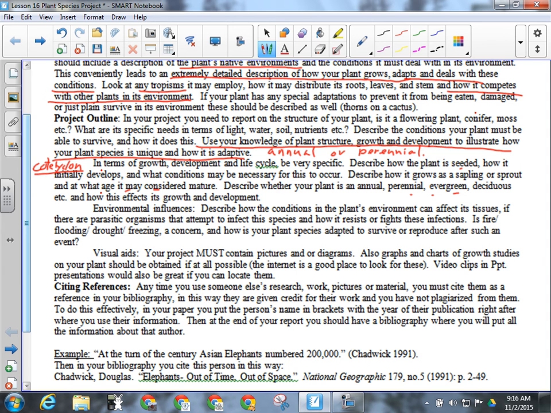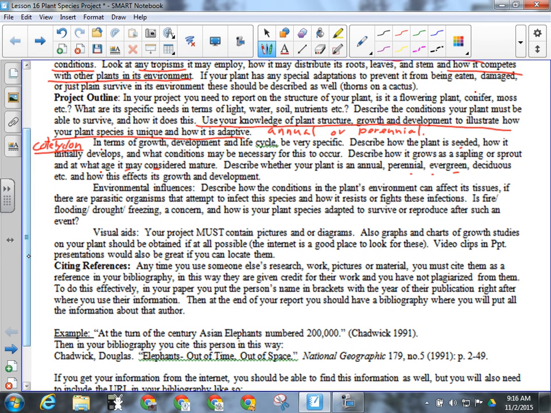Termites are a big problem for plants that live in, like, the savanna of Africa and things like that, like the eucalyptus tree. Is fire, flooding, drought, freezing a concern, and how does your plant adapt to that? Okay, so those are the kind of things that you'll need to talk about in there, right? So this is just a strict report.